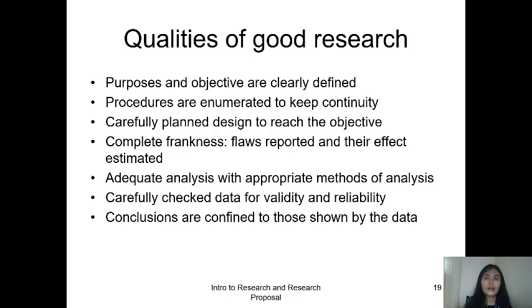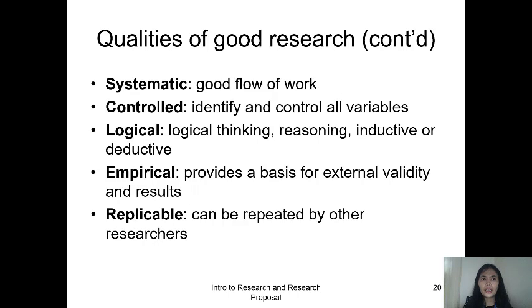Okay, and then the other qualities of good research: it needs to be systematic, controlled, logical, empirical, and replicable, meaning it can be repeated by other researchers. Of course, you can do this with another object, for example, or another timeline, or another target community. Okay, you cannot go with the same people over the same period of time, because obviously that will be called cheating.